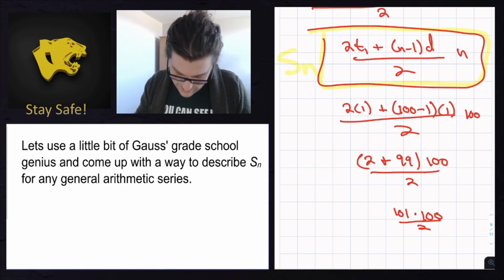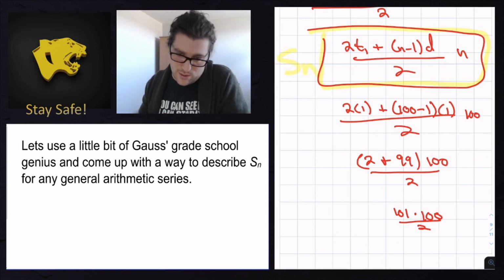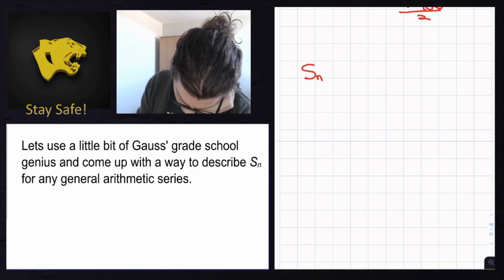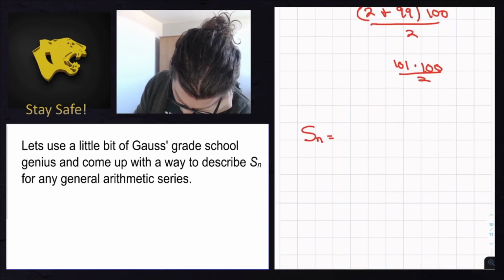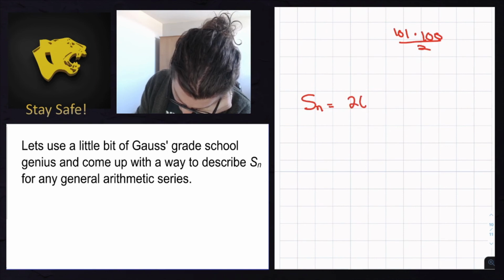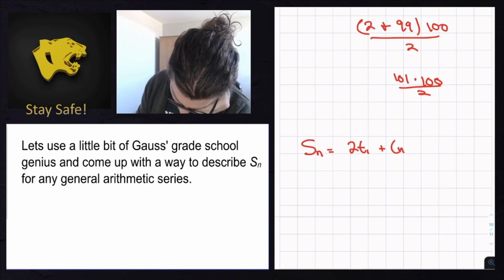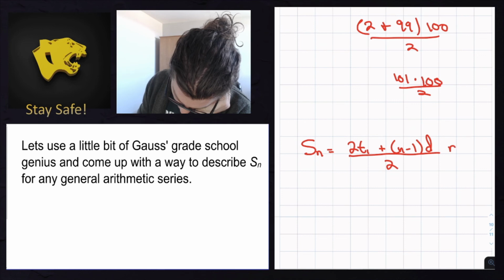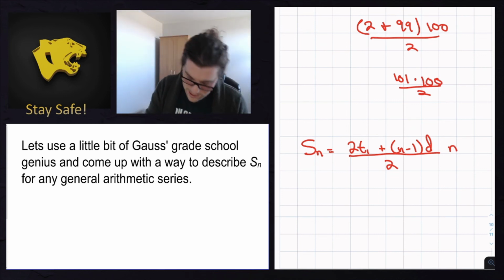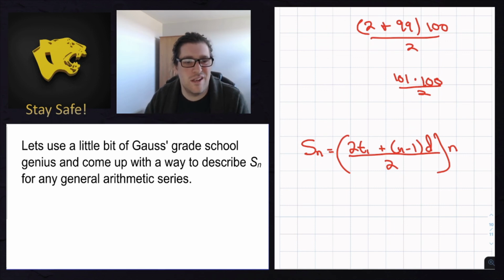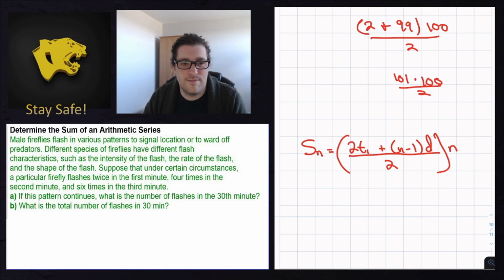So a series is the sum, or the sum of the sequence is okay to say too. So let's write that down again just to make sure it's clear. The sum can be listed as 2t1 plus n minus 1 times d over 2 times n. So here we go. That would do the trick if you're looking to sum up any general arithmetic series.